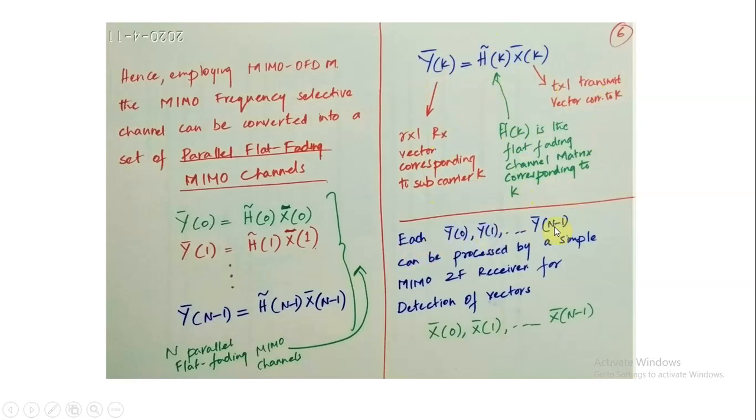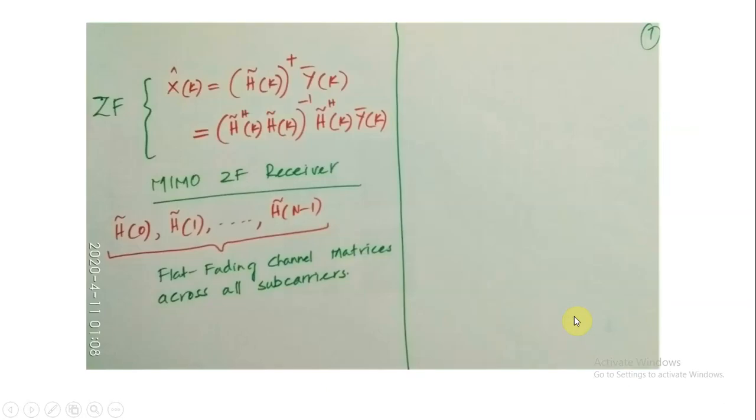So each Y0, Y1 and Y(n-1) can be processed by a simple MIMO zero forcing receiver for detection of vectors X0, X1, X(n-1). So what is that zero forcing detector? X̂k would be equal to taking the pseudo inverse of this Hk. As you recall from the MIMO lectures before, normally we have more receive antennas compared to the transmit antennas. So we would have a pseudo inverse rather than a simple inverse, which is valid only for square matrices. The pseudo inverse is given by this form, in which we have Hk Hermitian into Hk, inverse, multiplied by Hk Hermitian into the received signal vector at the subcarrier, Yk.